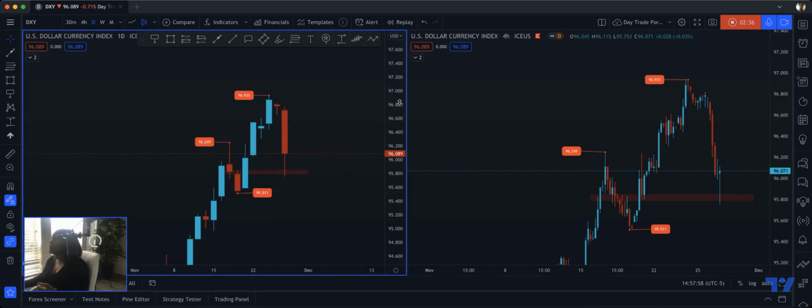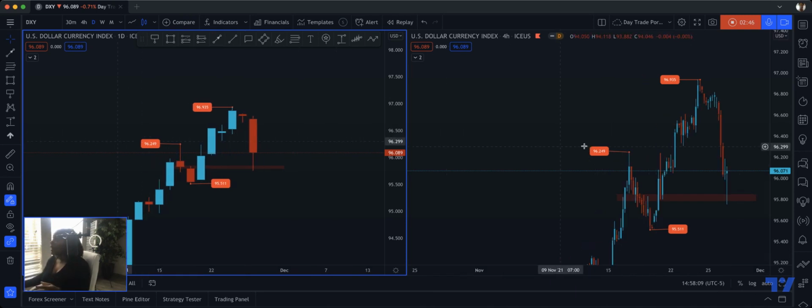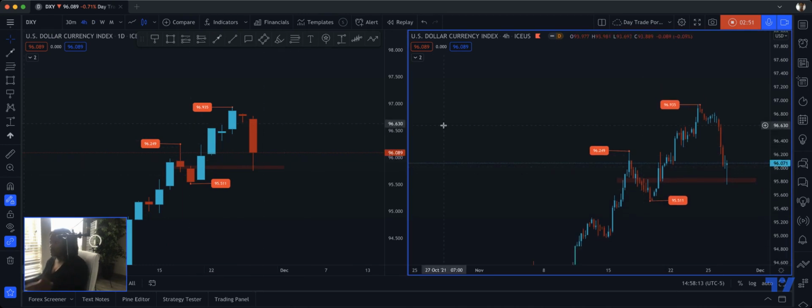So right here, right now, we have the dollar index. My left-hand side is the daily time frame. My right-hand side is the 4 hour time frame. So what I'm going to do is show you guys how to look at these side by side. Now, what I want you guys to notice is first who has the control. If I asked you guys who has the control right now, what would you say? Okay, I'm hoping you guys are going to say the buyers.